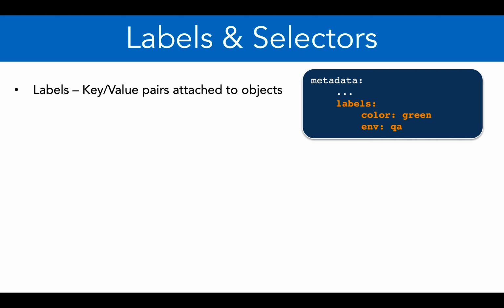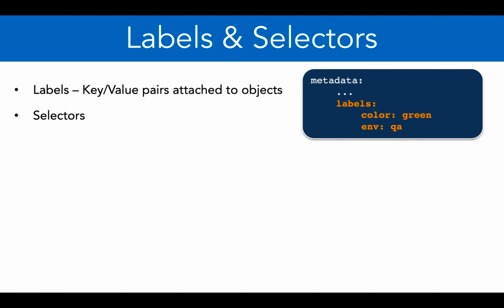Under metadata, we have something called the labels keyword, and under that labels keyword, we mention the label key and its corresponding value. For example, here we have two label keys. One is color and the other one is env. The color has a value of green and the env has a value of qa. So this is called a label. Whenever you put key value pairs under the labels keyword, you are essentially creating labels for that particular object.